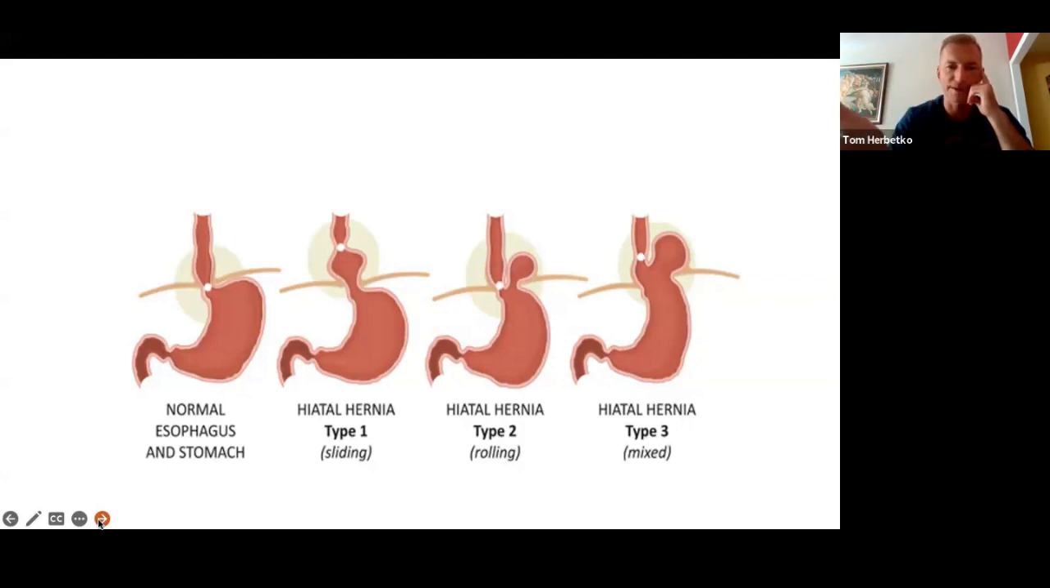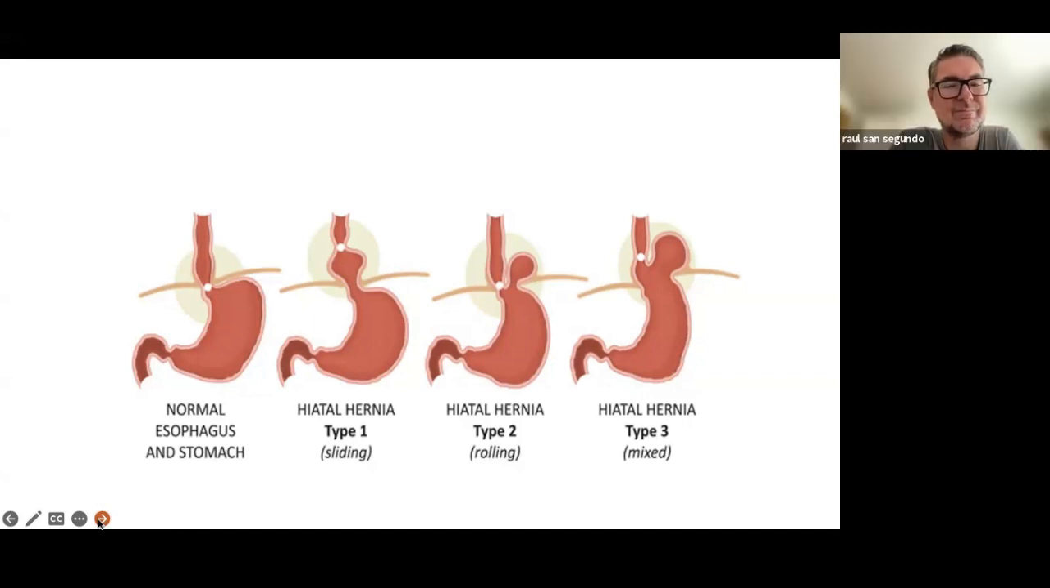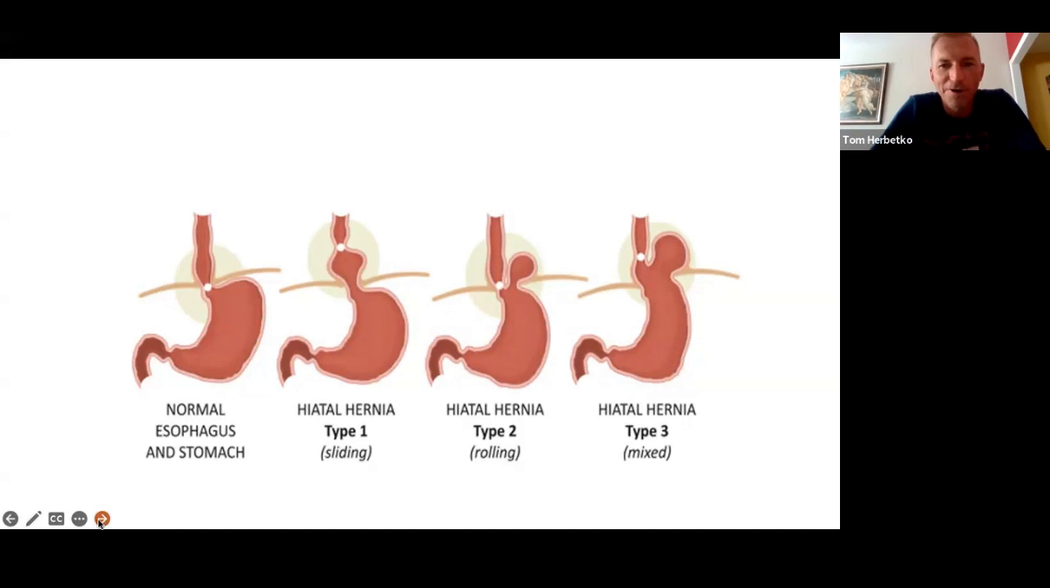As we see, we have three types. One is the sliding, in which part of the stomach goes through the esophageal sphincter. We have the rolling, in which the stomach goes through another part, and we can have mixed, which are the worst ones, which we can only pray to God for, or probably get surgery in this case.